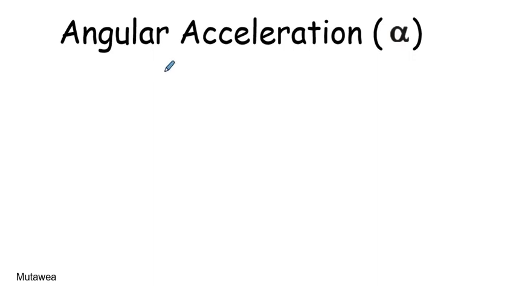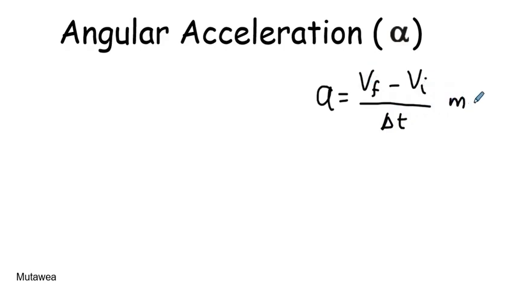Hi everyone, in this video we are going to talk about the angular acceleration, or alpha. Alpha is also a Greek letter we use to represent the angular acceleration. But before we start, let's remember the equation of the linear acceleration. a equals v final, which is the final velocity, minus v initial, which is the initial velocity, divided by delta t. The measuring unit for this is meter per second squared.